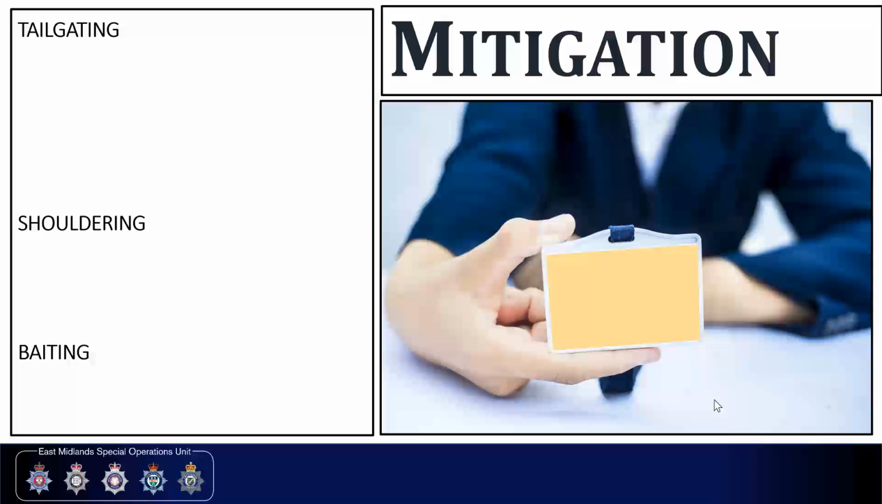Tailgating. Well, this is all about people following you into sensitive areas in the workplace. So make sure all employees wear identity badges and that these badges are clearly visible. Secondly, you should make sure that you allow security doors and gates to close behind you because people love to nip in whilst the door or gate is still open and circumvent proper procedures.